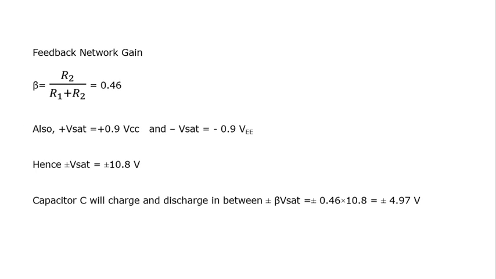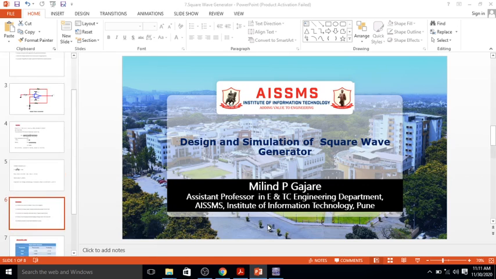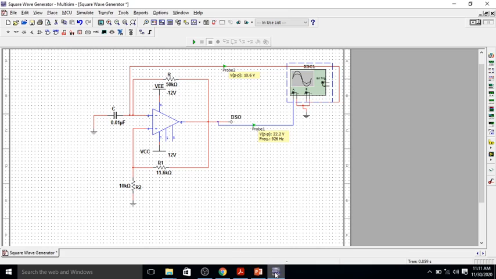The V saturation value will be 0.9 VCC. That's why plus minus V saturation is equal to plus minus 10.8 volt. The charging and discharging of capacitor will be between plus minus beta V saturation, so it will be equal to 4.97 volt. We will build a circuit and then we will simulate the circuit and we will validate our theoretical result with the practical result. The circuit has been built.